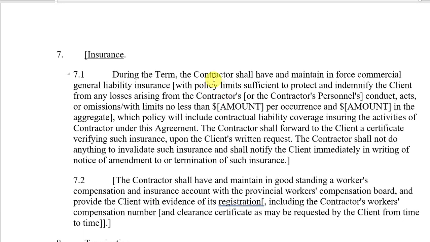Typically, you'd want to have the contractor have commercial liability insurance in force, and you can determine what their maximum contractual liability coverage will be in this clause 7.1.